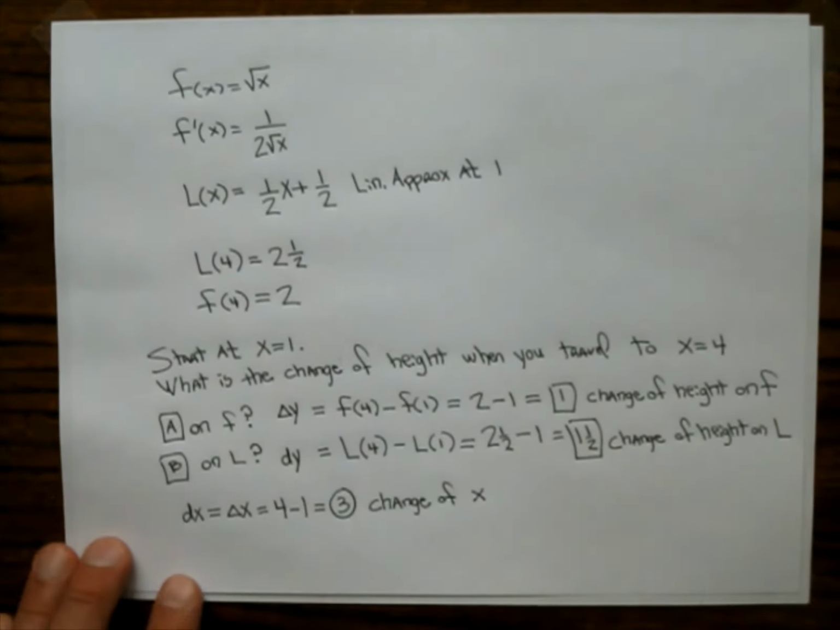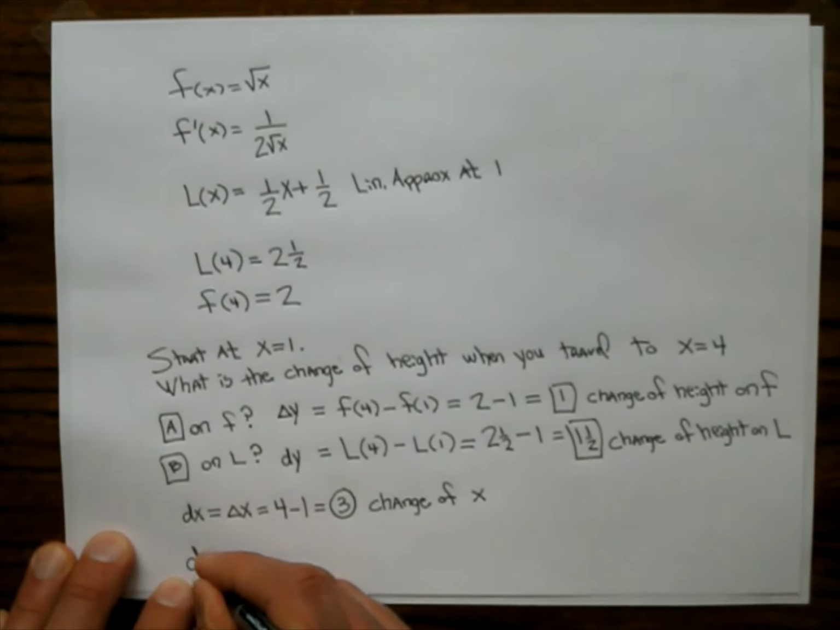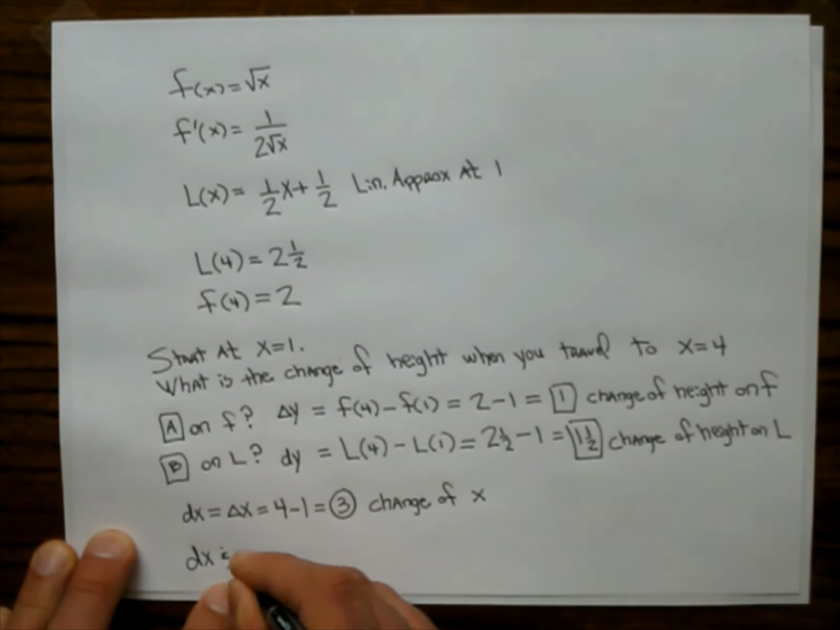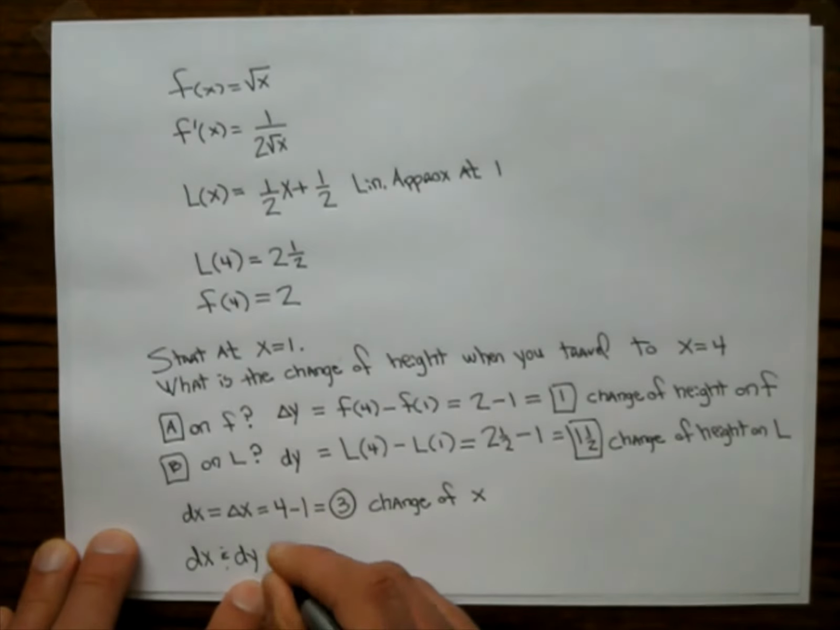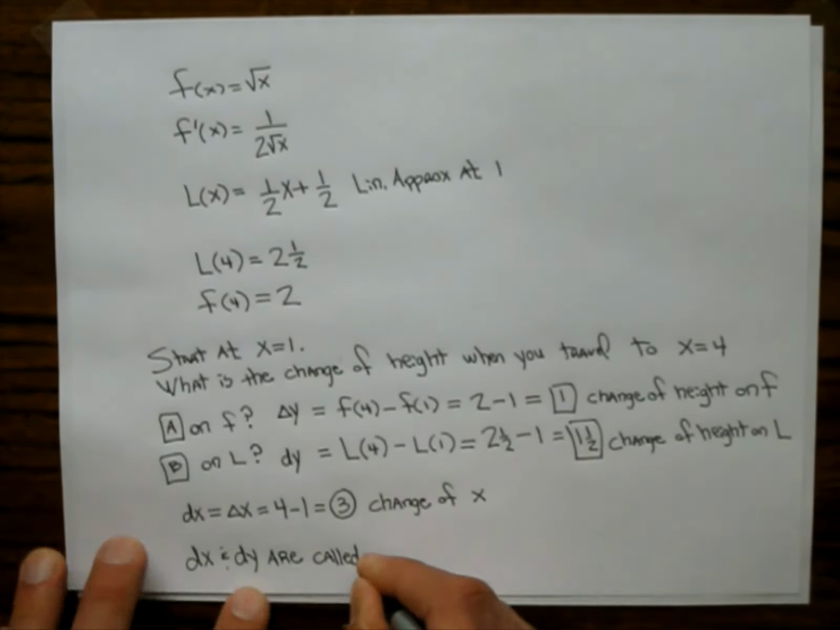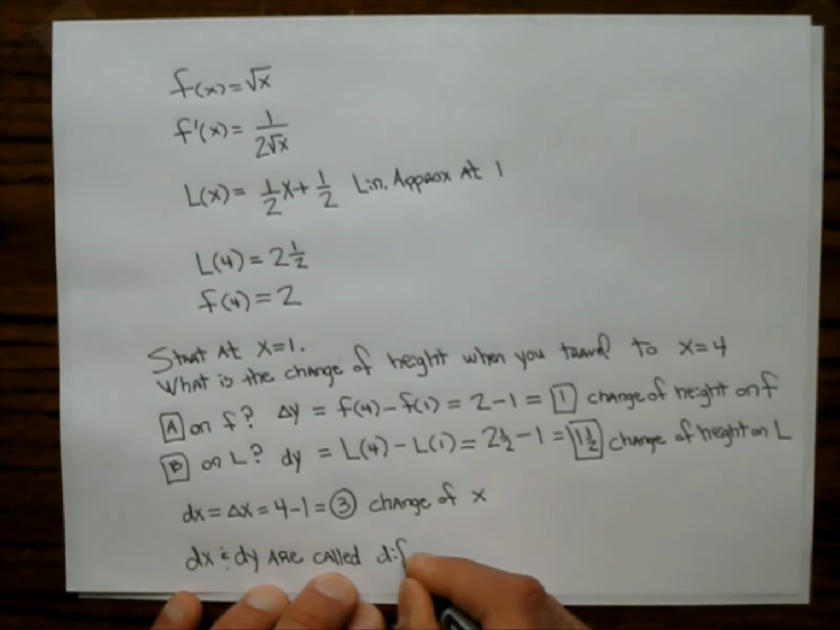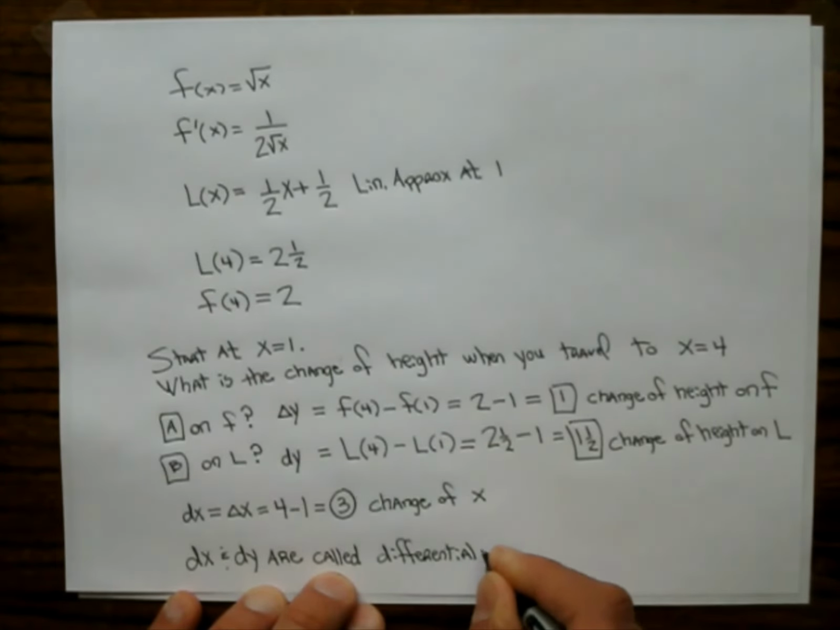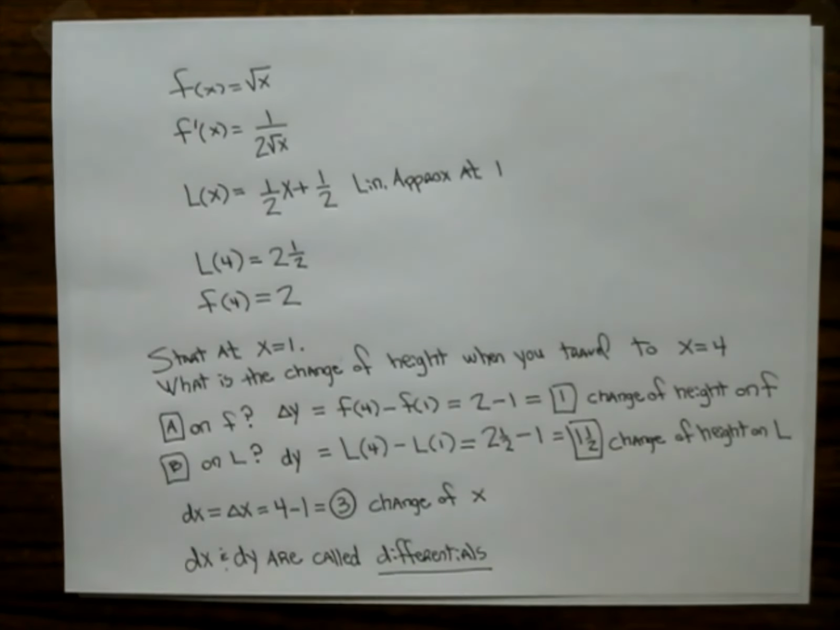And dx and dy are called differentials. Okay, so that's a definition. Differentials are dx and dy. dx is just the change of x, and dy is the change of y, but on the tangent line or on the linear approximation. Okay, looks like we're going to need more paper here.